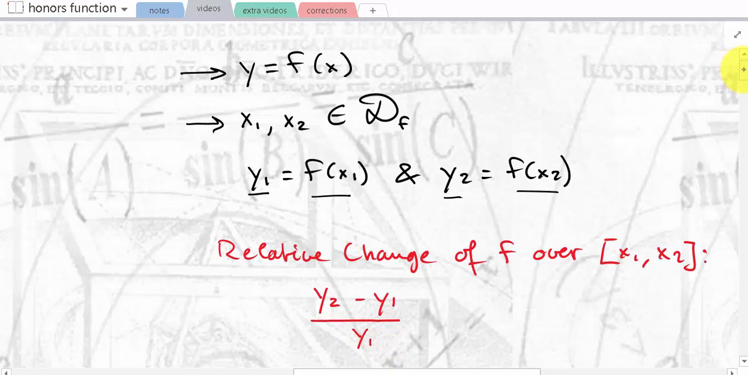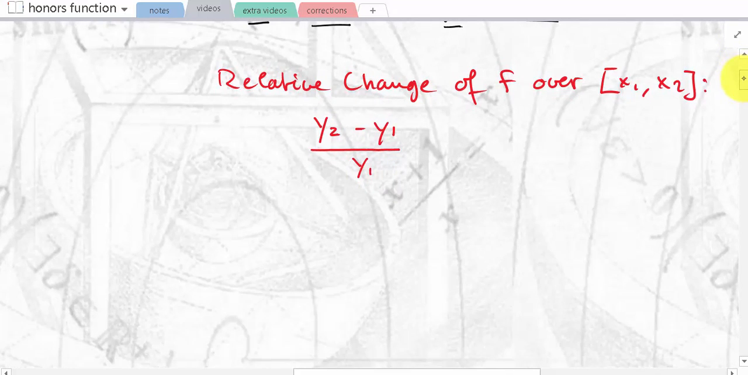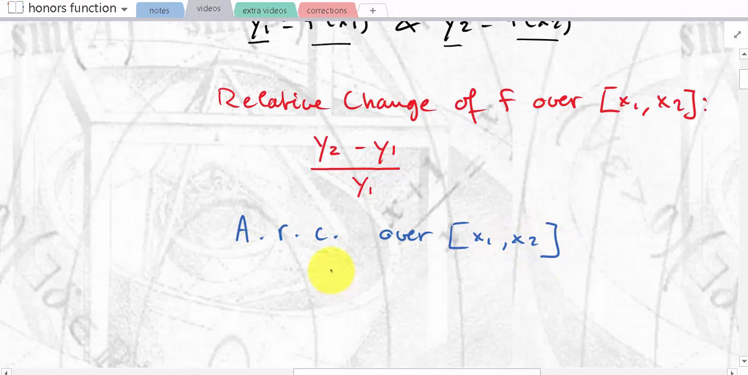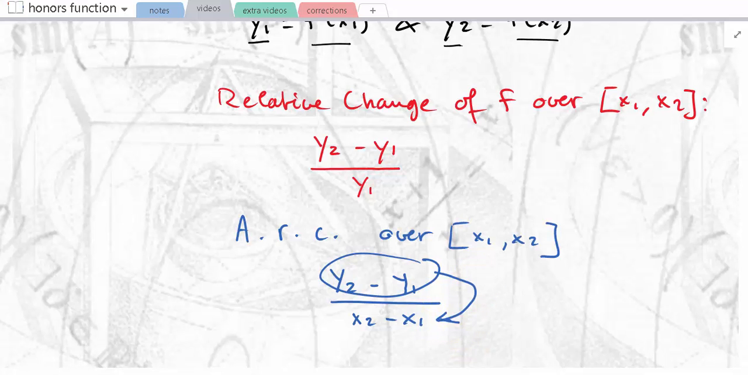Before we go over some examples, let's see how this is different from yesterday's formula. In yesterday's formula, we were dealing with the average rate of change of a function over an interval x1, x2. You remember what the formula was? It was the total change, but this time it was divided by the total change in the input, x2 minus x1. So this is the total change for every unit of input, while here it's a total change for every unit of the initial output.